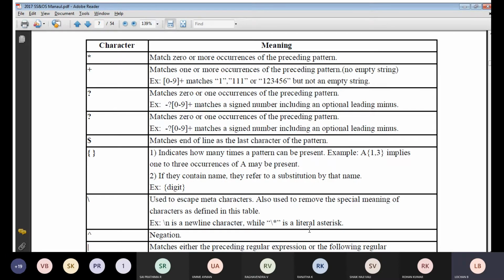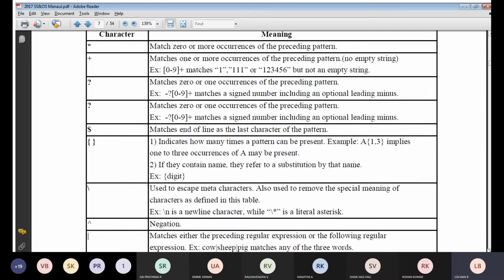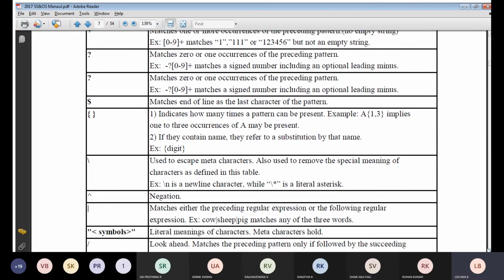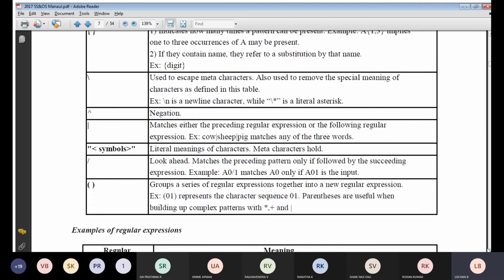Next, backslash. As usual, in many cases we have used this particular character, which is mainly used to escape the meta character, and also to remove the special meaning of the character which is defined in the table. Next is the negation symbol. Next we will be using OR. OR matches either of the preceding regular expressions. For example, cow, sheep, pig, which matches any one of the three words.